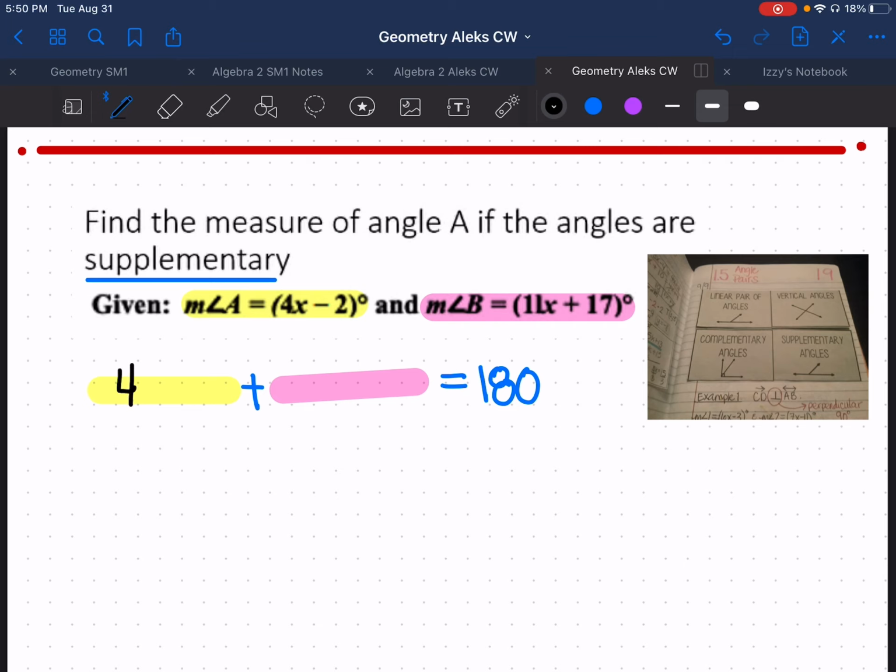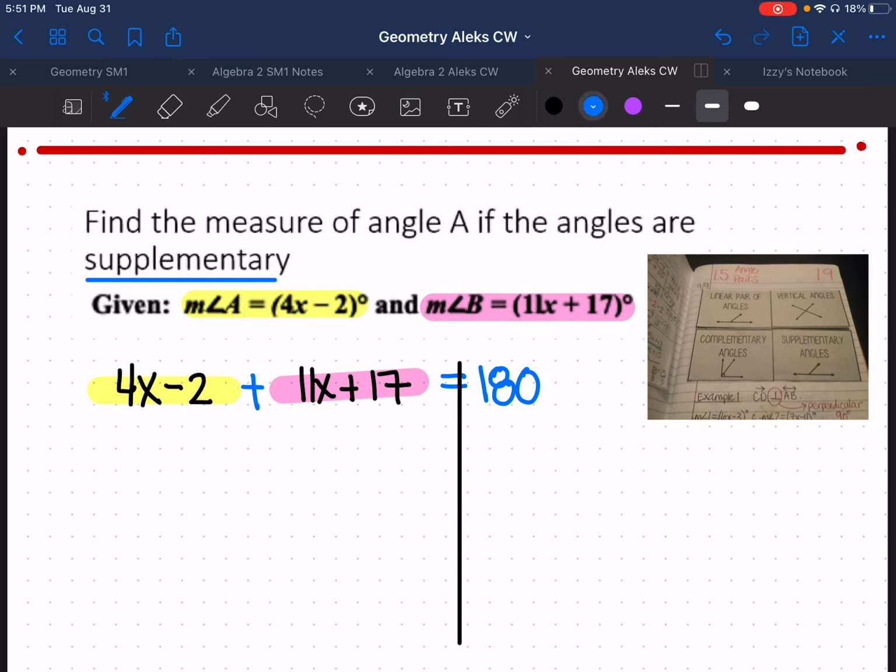I'm going to now come in and put 4x minus 2. Notice I've dropped the parentheses. That's because they're not there for me to distribute. They're there for me to do the substitution to find the degree. Likewise, I'm going to drop the parentheses. And there we go. All right, so there's no distributing to do for this problem.